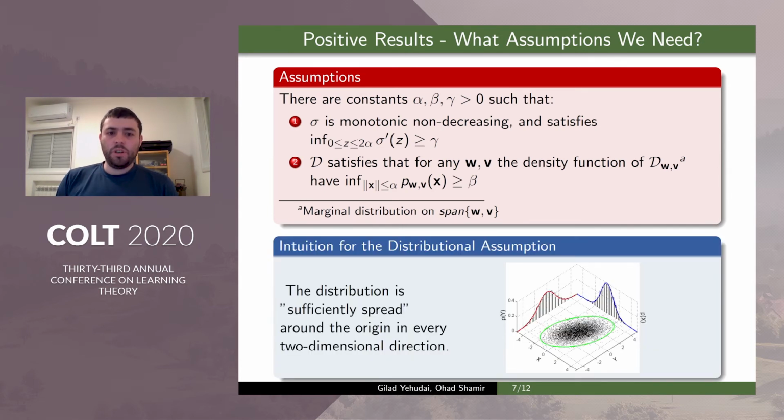To give some intuition about this distributional assumption, we need the distribution to be sufficiently spread, at least around the origin, but in every two-dimensional direction. This assumption holds, for example, for the standard Gaussian distribution, or a mix of Gaussians, and it will also hold for any distribution if we mix it a little bit with a standard Gaussian distribution. So it holds for many different distributions, and it just means that the distribution is sufficiently spread around the origin.